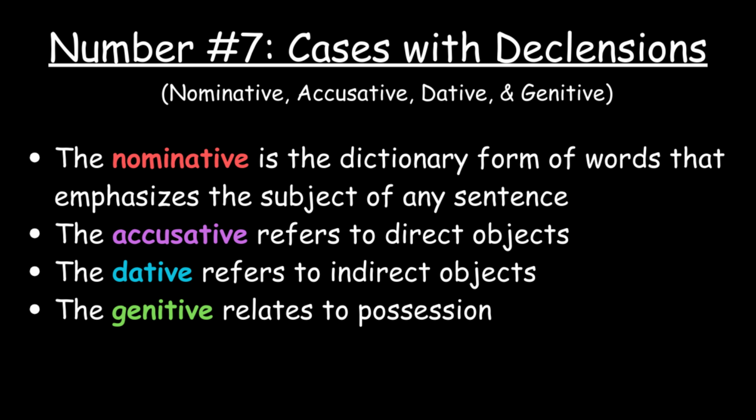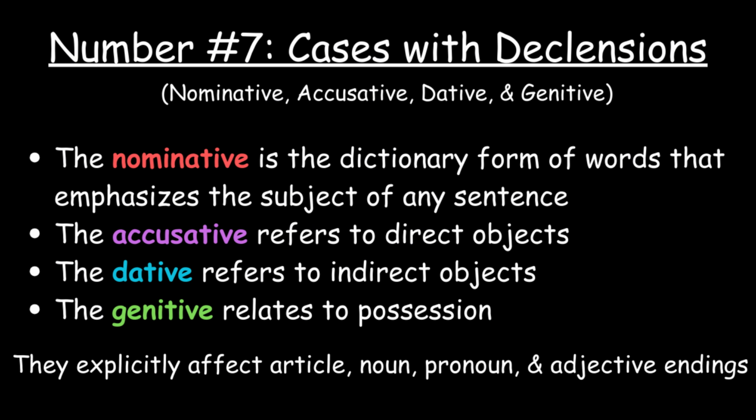The accusative refers to direct objects. The dative refers to indirect objects. The genitive relates to possession. These 4 German cases show the role of a word in a sentence, and they explicitly affect article, noun, pronoun, and adjective endings. The 4 German cases will take a long time to explain, so I'll describe them more in a future video. Still, to give an example of how the cases work, let's have a few sentences.